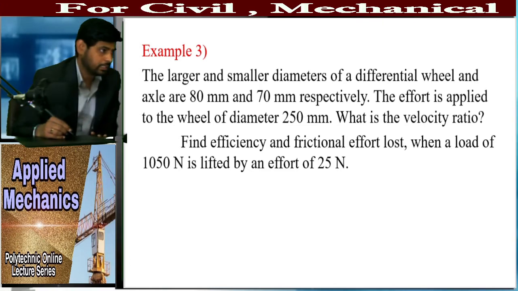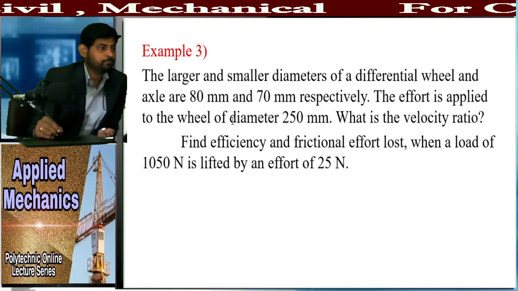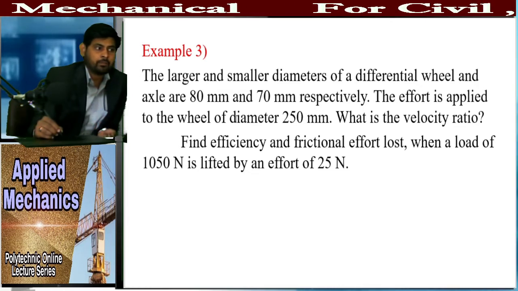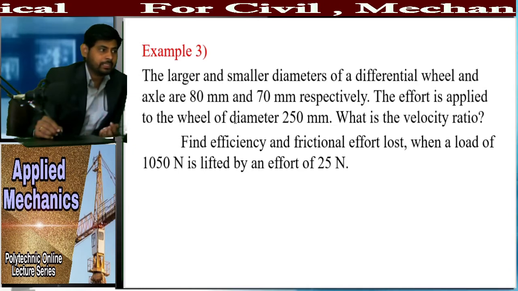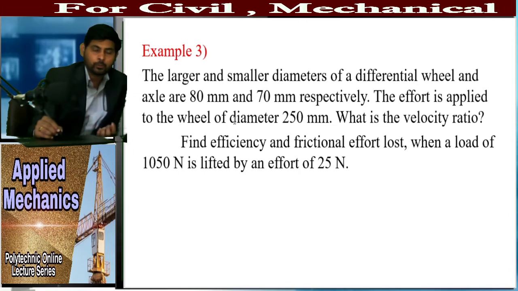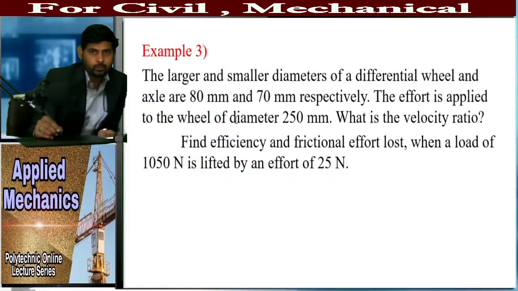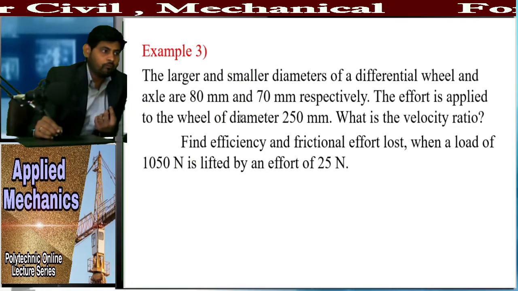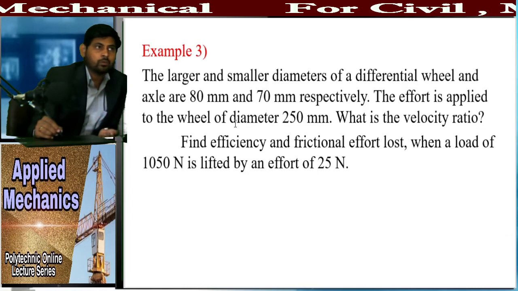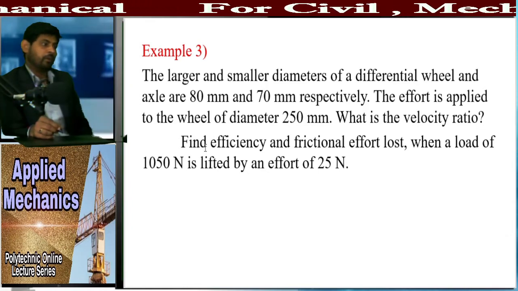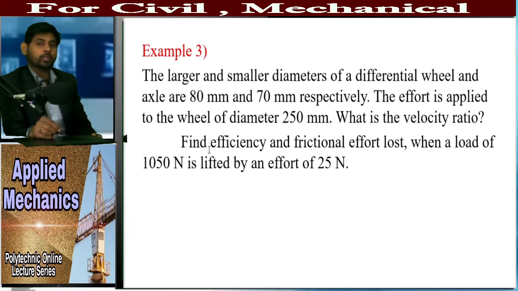Here you can see the larger and smaller diameters of a differential wheel and axle are 80 mm and 70 mm respectively. The effort is applied to the wheel of diameter 250 mm. What is the velocity ratio? Then second, find the efficiency and frictional effort lost when a load of 1050 Newton is lifted by an effort of 25 Newton.